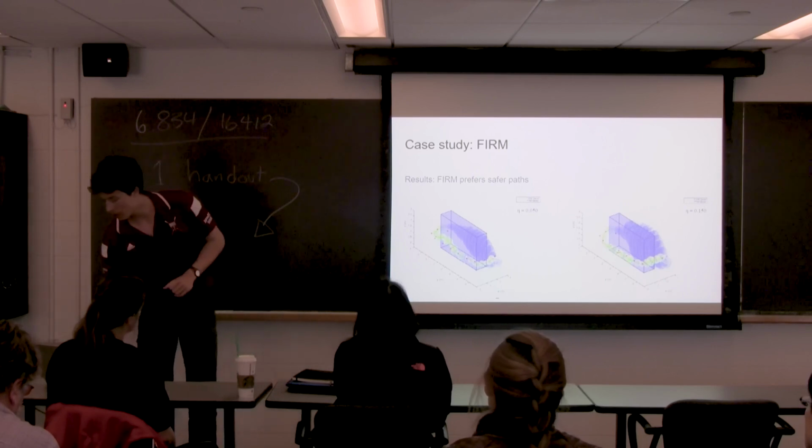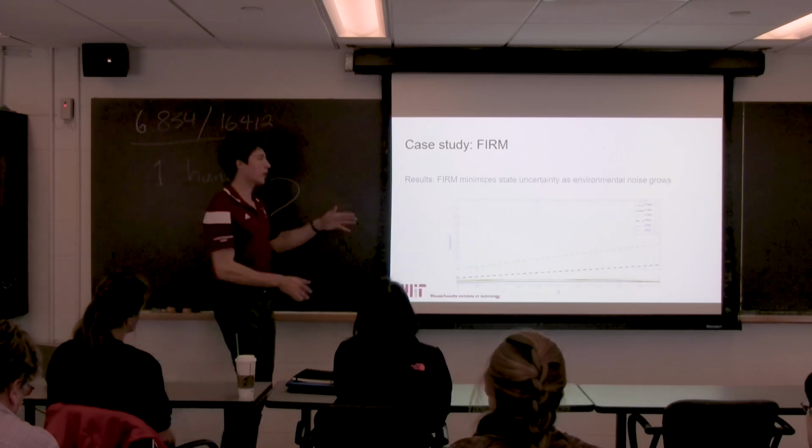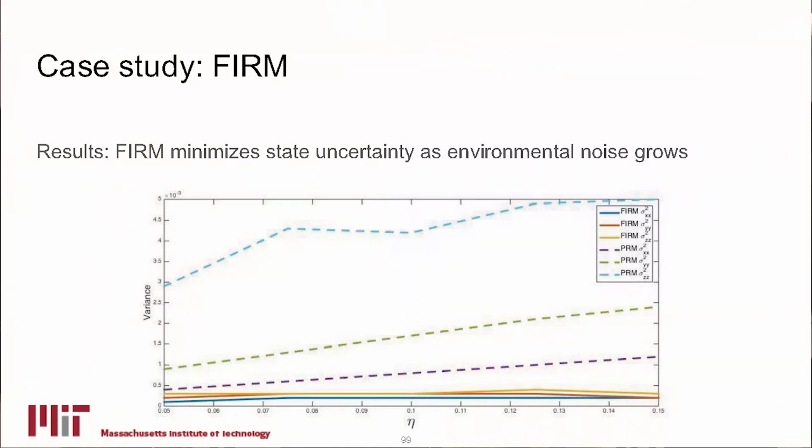Great. All right. We've got a graph that represents a little more formally that growing uncertainty. As noise increases, this shows the variance along a single dimension, z, y, and x, for PRM, which is dashed, and FIRM. The variance for PRM is always higher and it grows. For FIRM, it's lower and it stays about constant. That's the big takeaway. FIRM minimizes this uncertainty.